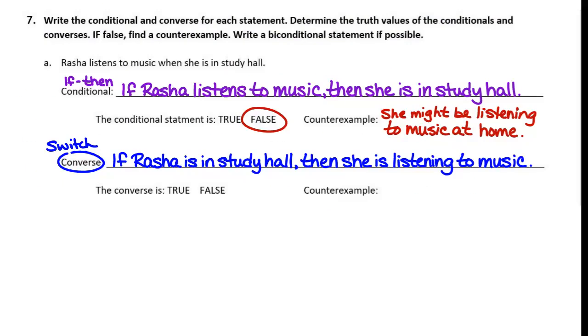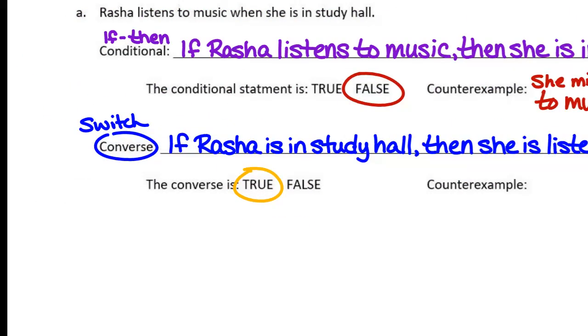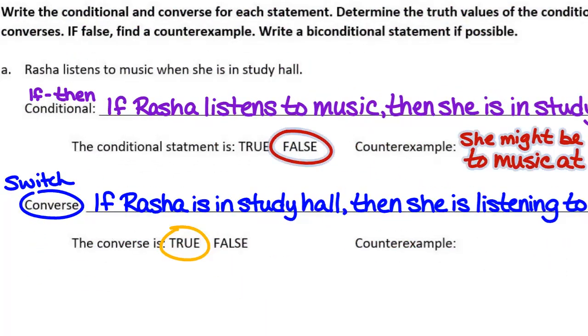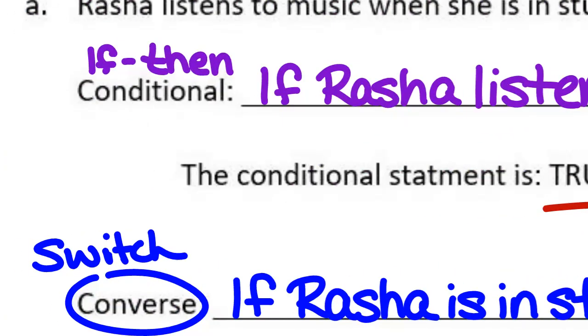Based on the only information that we have about Rasha, which is this sentence that they gave us at the beginning, do you think this is true or false? If she's sitting in her study hall room, does that mean she's listening to music? Yes. So this part's true. Because the first statement is false, we cannot write a biconditional.